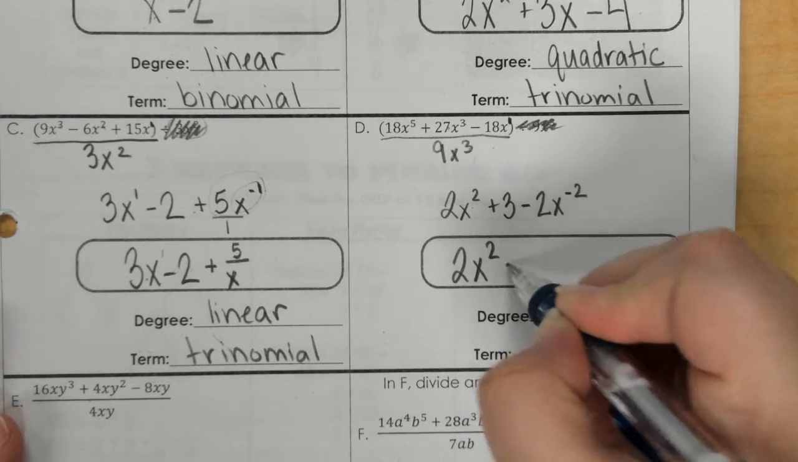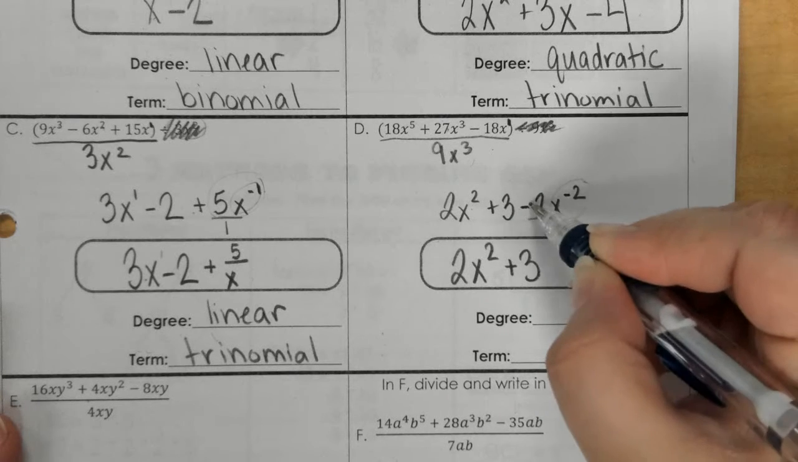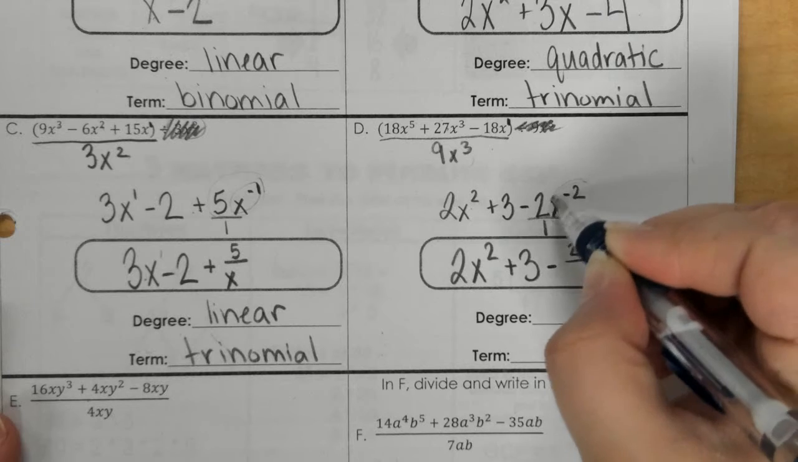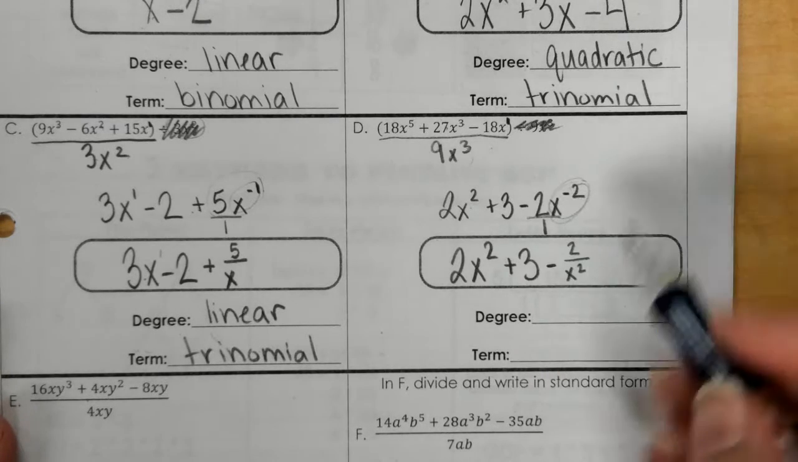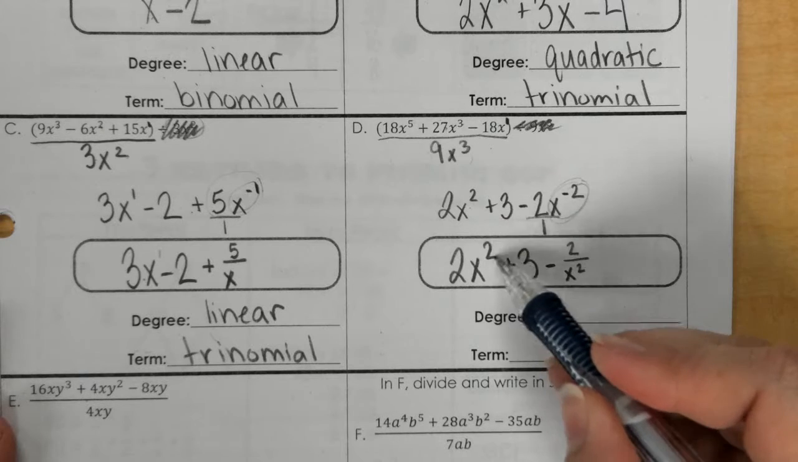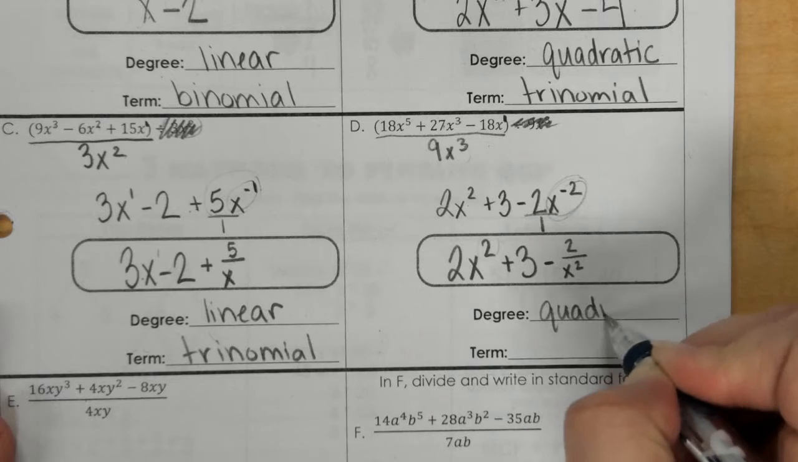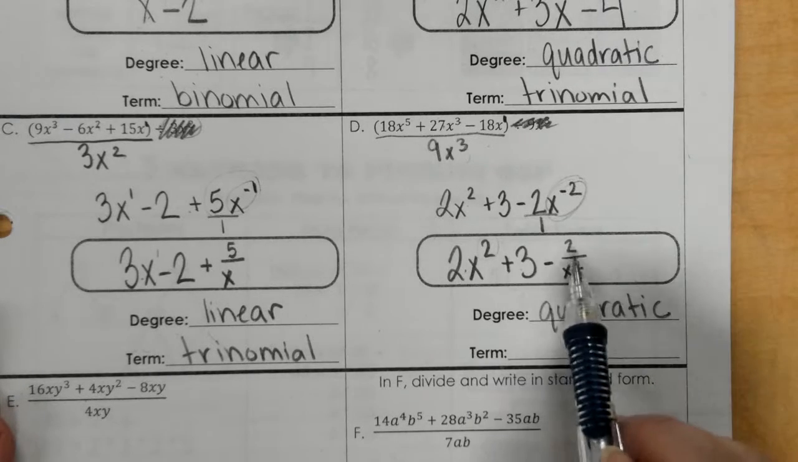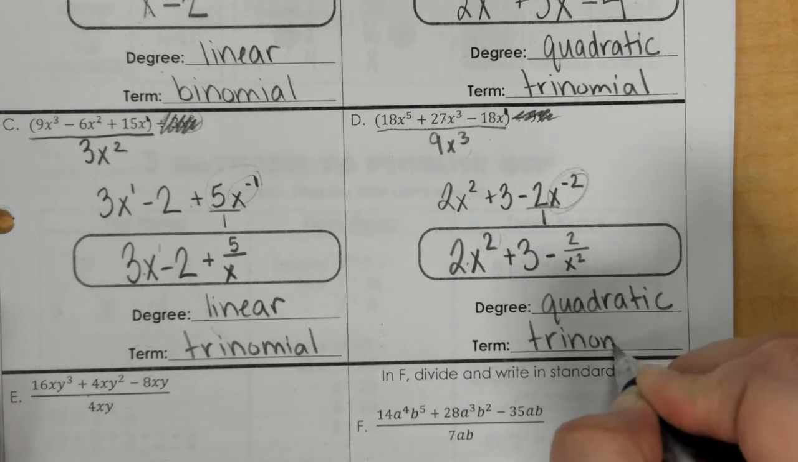So when I rewrite this, I need to rewrite it with a positive exponent. So I would say minus 2 over, bring this to the bottom, and have x squared. So my highest degree is a 2, which is a quadratic. And I have 3 terms, and 3 terms is called a trinomial.